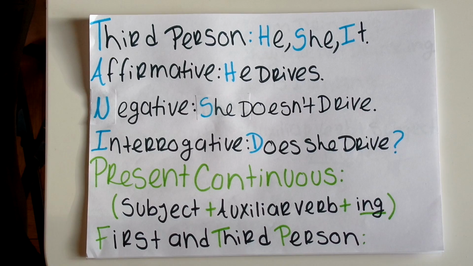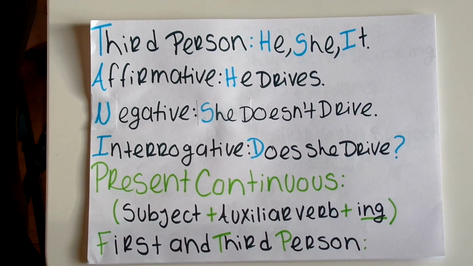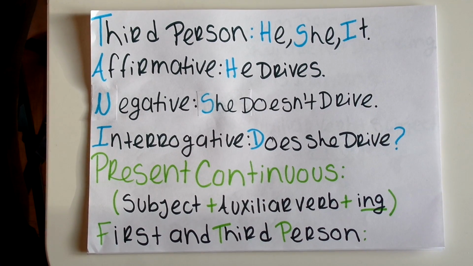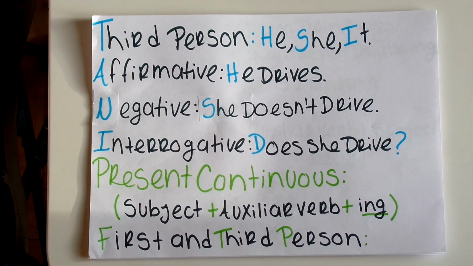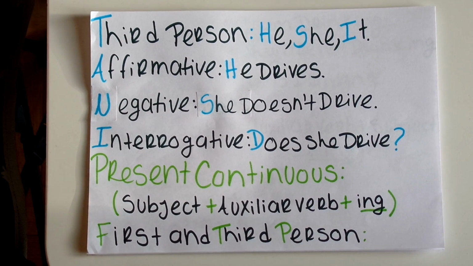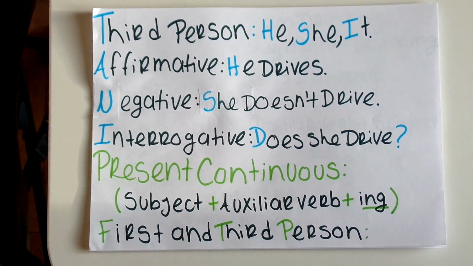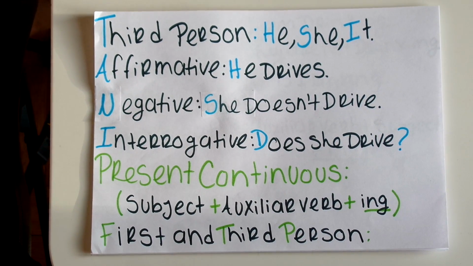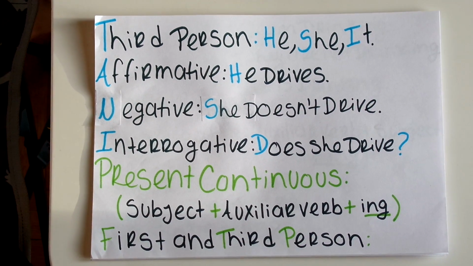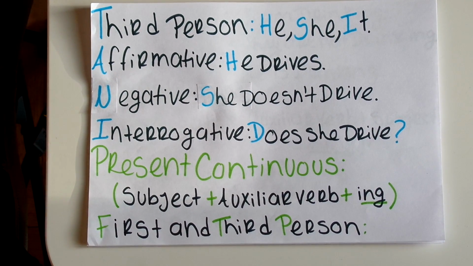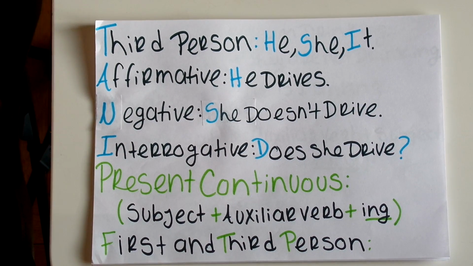Right now we're gonna use the third person subjects that are he, she, it. We're gonna use them again in three different cases. The first case is he drives. Here we use the subject he and the verb drive. We add an s to make it sound better. The negative way will be she doesn't drive. An interrogative way is does she drive?